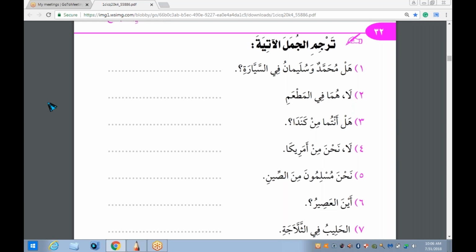مطاعم مساجد مدارس. طيب. Continue يا محمد.